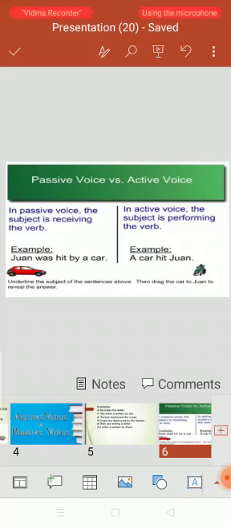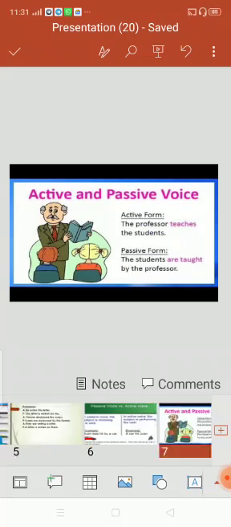In active voice, the subject is performing the verb. For example, "A car hit John." So the normal, simple English sentence is "A car hit John," and the passive voice is "John was hit by a car." Active and passive voice: we are going to find out the difference between the two forms of sentences. Active form: "The professor teaches the students," and the passive form of this sentence is "The students are taught by the professor."